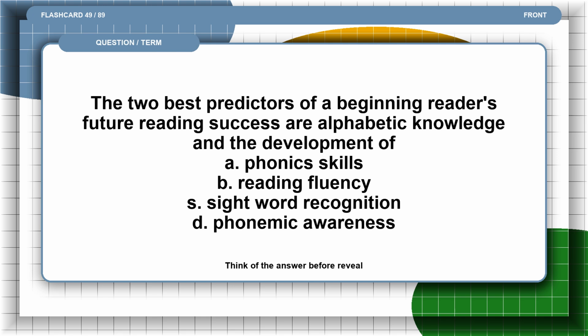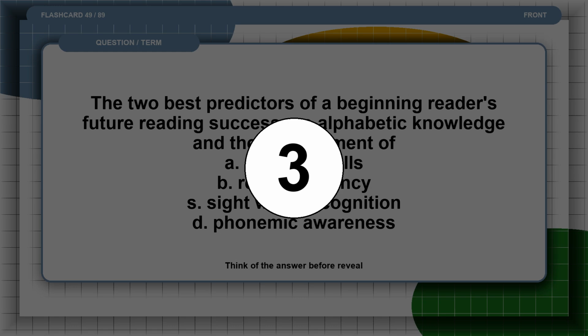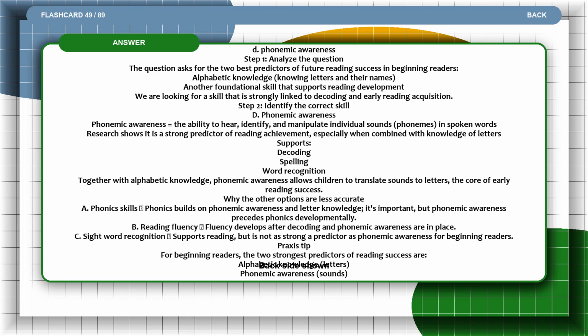Flashcard 49. The two best predictors of a beginning reader's future reading success are alphabetic knowledge and the development of A. Phonics skills. B. Reading fluency. C. Sight word recognition. D. Phonemic awareness. Pause and think of the answer before the reveal. The answer is D. Phonemic awareness.